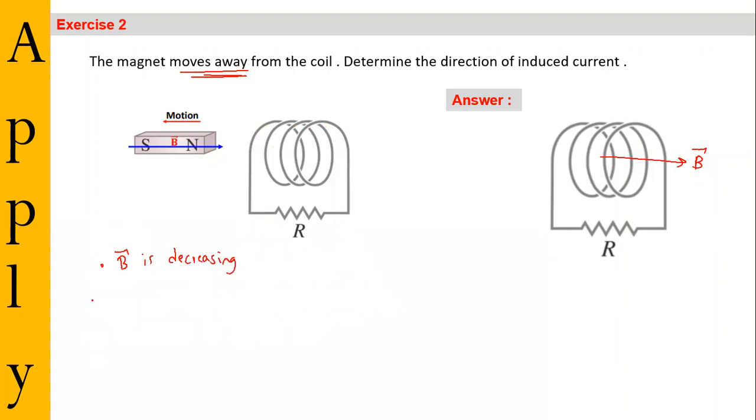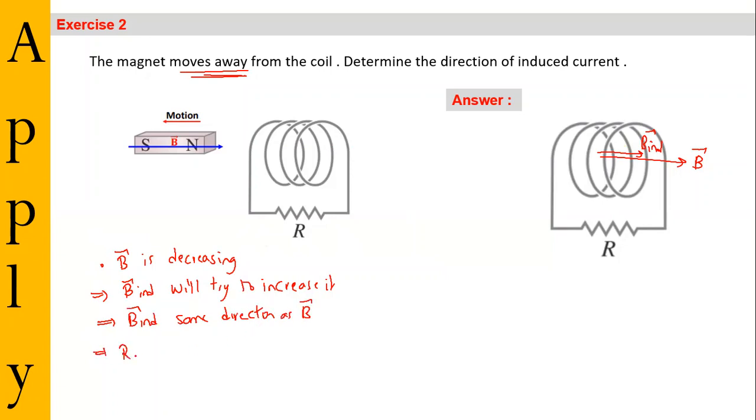So if B is decreasing, this means I will have creation of B induced, which will try to increase it. If it will try to increase it, it must have the same direction. So this will be B induced. Here, trying to increase it implies B induced has the same direction as the B vector.